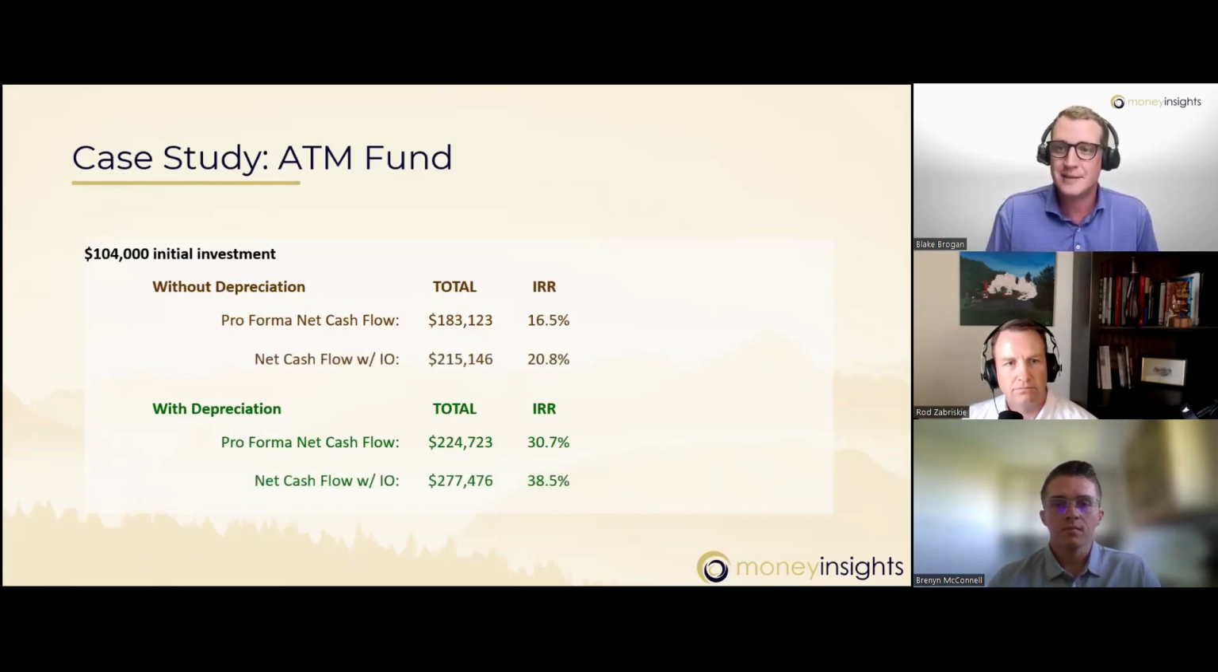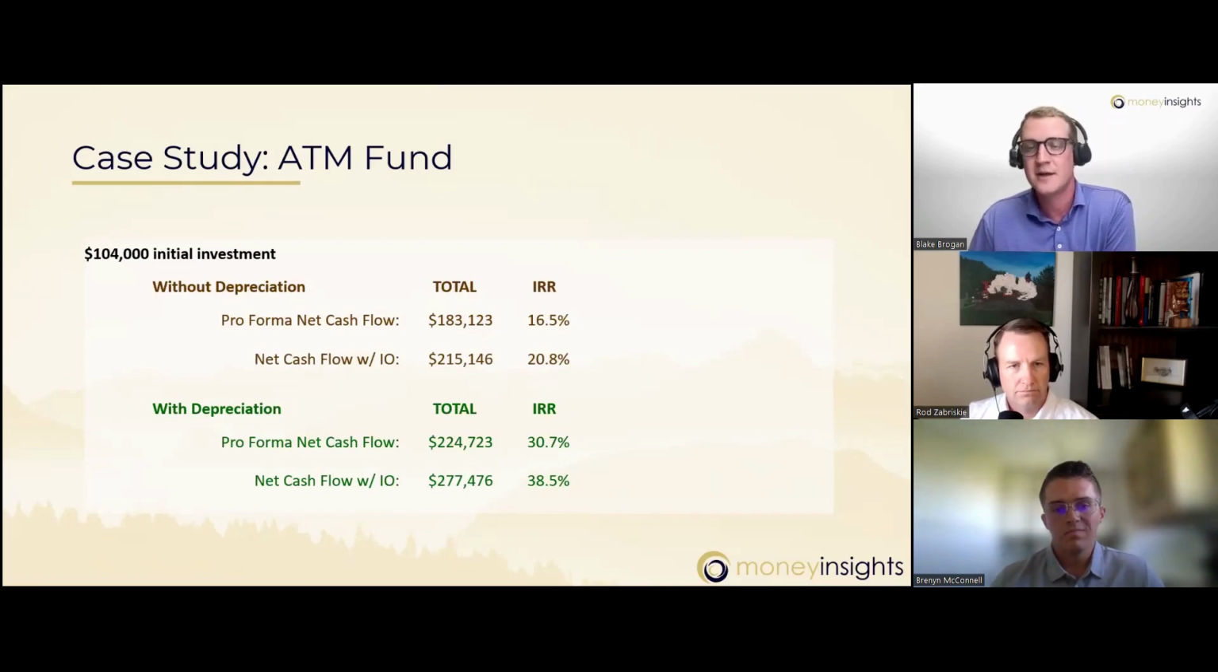So that's just using the typical savings account to go out and invest. Now, when we flow into the investment optimizer, using that to fund this same deal, the net cash flow we're able to generate goes from 183 to 215, and the IRR that we talked about of 16.5% we're able to increase. This is investor B, who's using the strategy. That goes up to 20.8%. And then when we include depreciation, we're going from 30.7% to 38.5%.